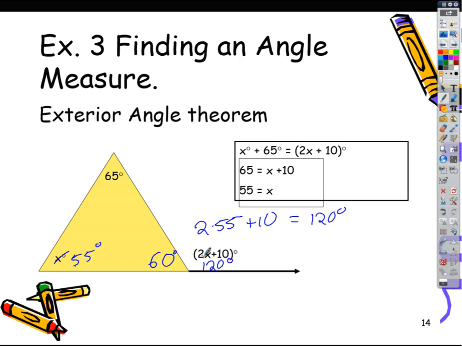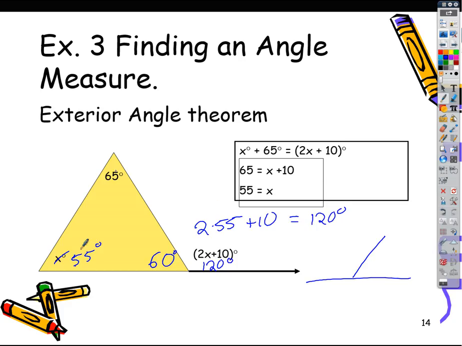Think about this. We know that this angle down here, the adjacent angle, combined with the other two interior angles, has to add up to 180, doesn't it? Right? But what do we call those two angles right there? What kind of a relationship do they form? If I have two angles like this that are adjacent and form a line, they're supplementary. They're a linear pair, which makes them supplementary. So what do they add up to? 180.